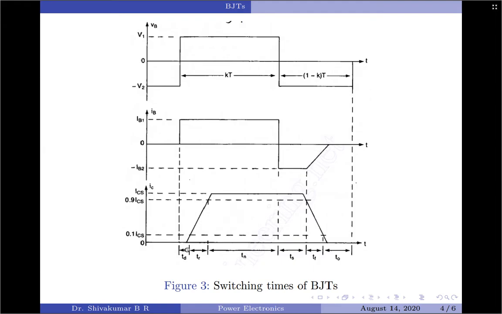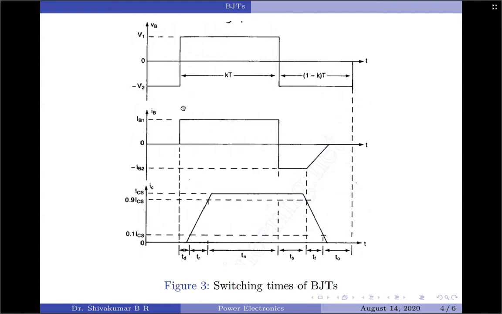This delay is required to charge up the capacitance of the base to emitter junction to the forward bias voltage of VBE, approximately 0.7. After this delay, the collector current starts to rise and it reaches the steady state value of ICS. The rise time TR depends on the time constant determined by the base to emitter junction.